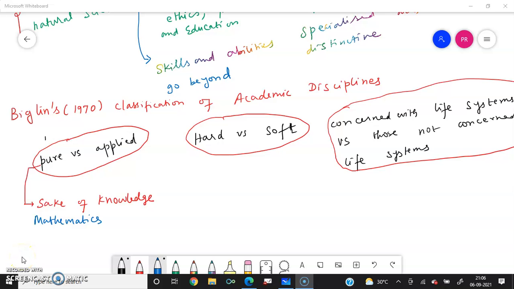Yeah, we start with the previous class. We have seen Billing's classification. The first comes the pure versus applied. Here, pure is for the sake of knowledge only. The application part is not given much importance. For example, mathematics. If you see mathematics, it follows the rules of mathematics.